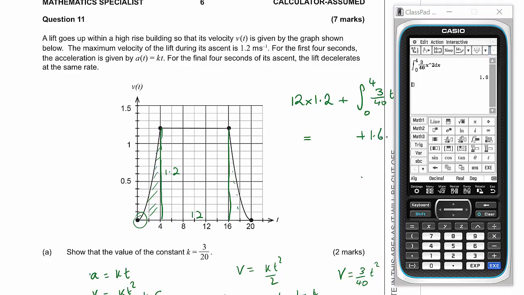So 1.6, and I've just got to do the 12 times 1.2, which is 14.4, and we'll just add that to the 1.6, and that gives me 16 meters. Oh, hold on a second, nearly made a mistake there. We need 2 of those, so let's just add another 1.6 onto that answer. 17.6.